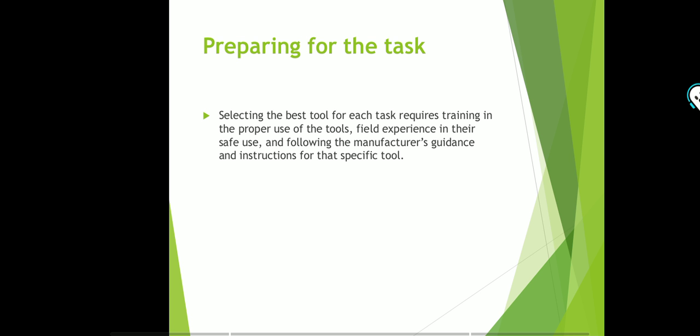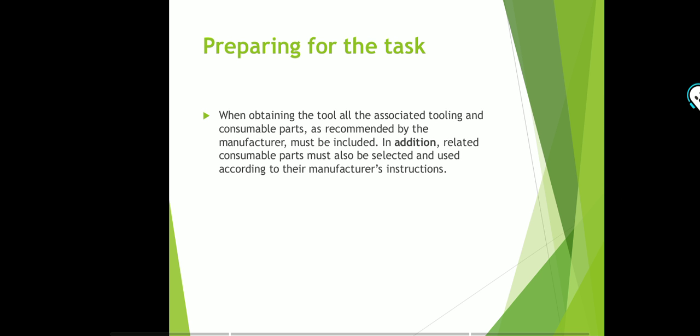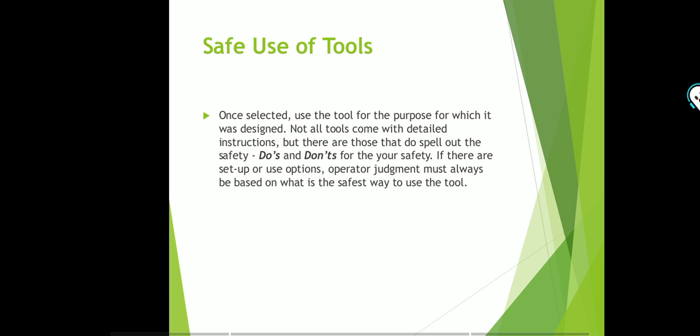Selecting the best tool for each task requires training in proper use of the tools, field experience in their safe use, and following the manufacturer's guidance and instruction for that specific tool. When obtaining the tool, all the associated tooling and consumable parts recommended by the manufacturer must be included. In addition, related consumable parts must also be selected and used according to the manufacturer's instructions. Once selected, use the tool for the purpose for which it was designed.